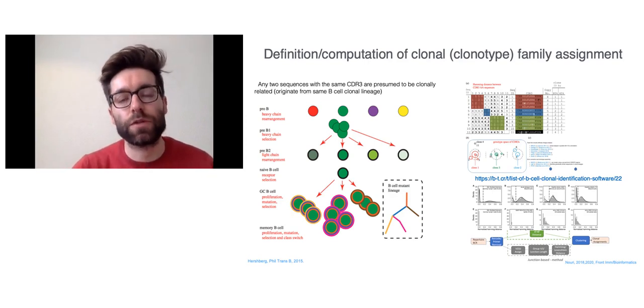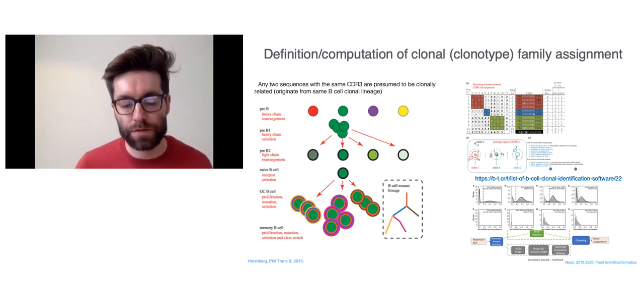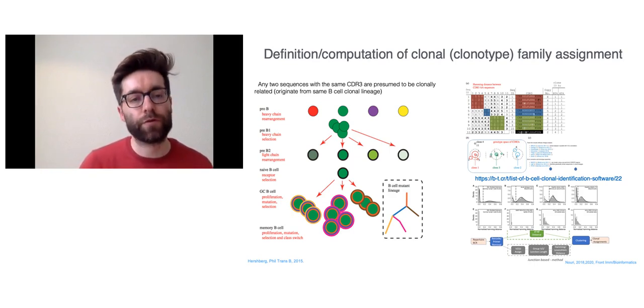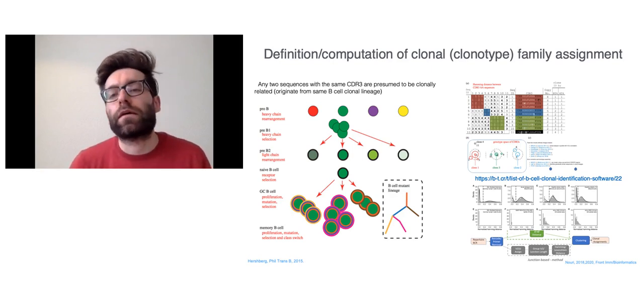But basically, how people do this: it is mostly done for B cells because they hypermutate, and you want to group together sequences that come from the same naive B cell. All of the subsequent cells that come from this naive B cell, we call them a clonal lineage.